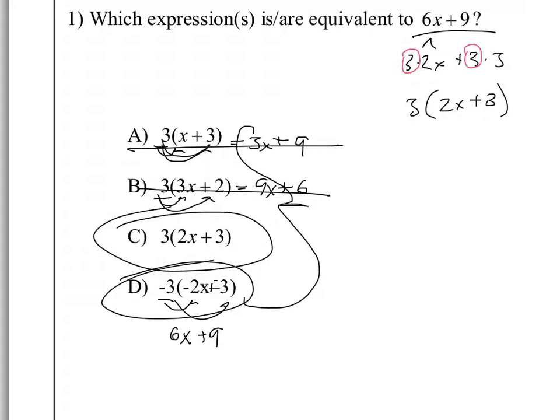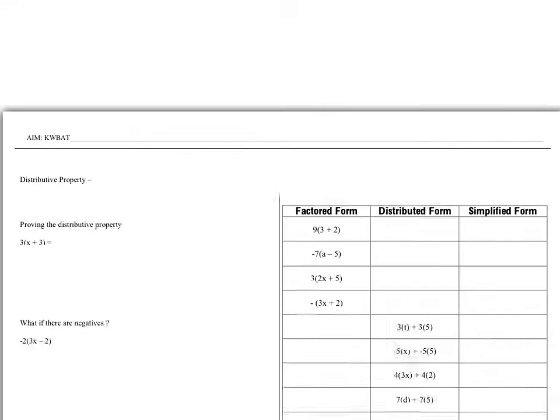All right, let's flip on over and write down our aim for today. Today's aim, Kipsters will be able to factor and distribute binomial expressions. So binomial, bi meaning two, nomial meaning numbers or parts. We're going to be looking at expressions that have two terms.